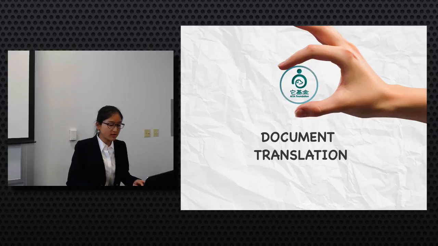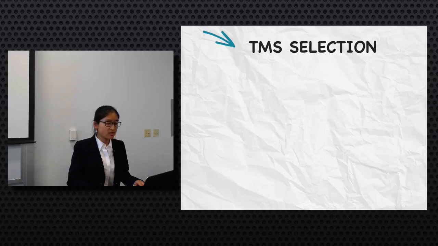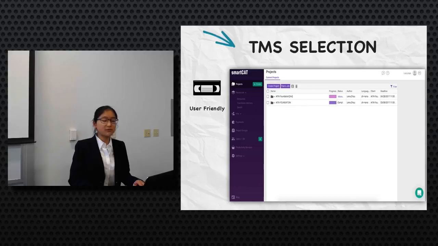So the first thing I'm going to talk about is the TMS selection. The TMS we selected for this project is SmartCat. It is a web-based, cloud-based TMS. It is user-friendly. As we can see from the screen, it allows us to create our project, upload our resources like glossaries and translation memory, and also combine our users in one platform and communicate with each other.